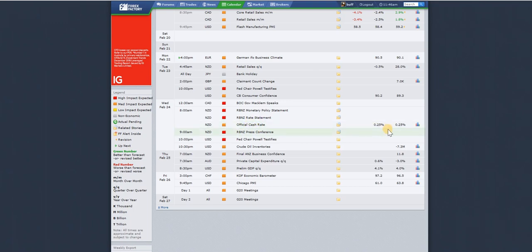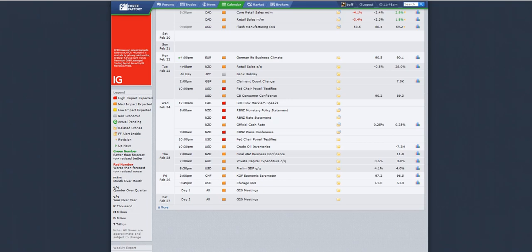There's the official cash rate there. So on the right's what they say it is at the moment and what they expect is going to happen. And Fed Chair Powell testifies, and that's the only news for the week. So I guess the main one is the New Zealand interest rates. All right, that was pretty easy.